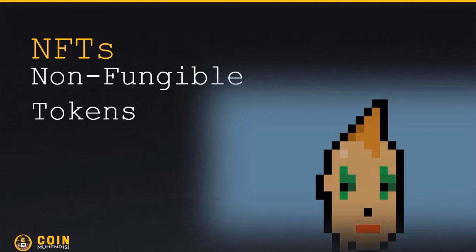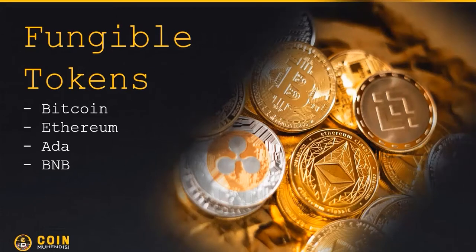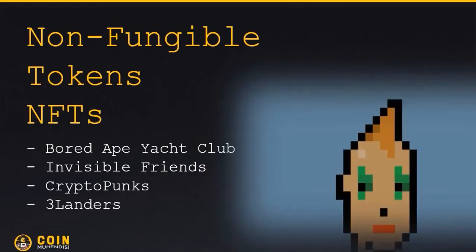Let's go through our topic. First of all, to be able to understand what an NFT is, we have to dig into token types. We have two kinds of token: non-fungible tokens and fungible tokens. First, we will understand what fungible tokens are. They are Bitcoin, Ethereum, ADA, BNB, and the other cryptocurrencies we all know, trade and exchange. They can be traded or exchanged one for another or divided into parts. However, non-fungible tokens cannot be traded, exchanged, or divided.